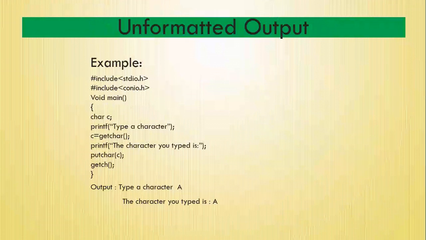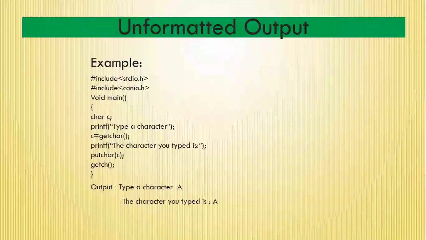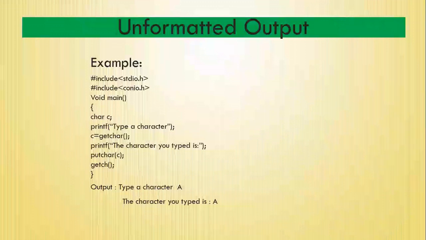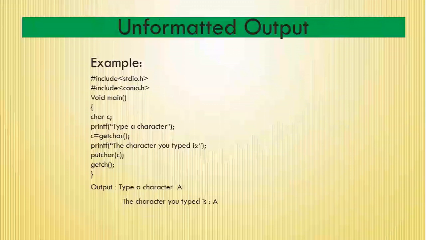Here I have written one example to show how these functions work. The first line is #include <stdio.h>, that is, I have included the header file under which all these functions, like getchar and putchar, are defined. The next line is #include <conio.h>, console input output. In a previous lecture I explained these header files. conio.h is used to hold the output screen.